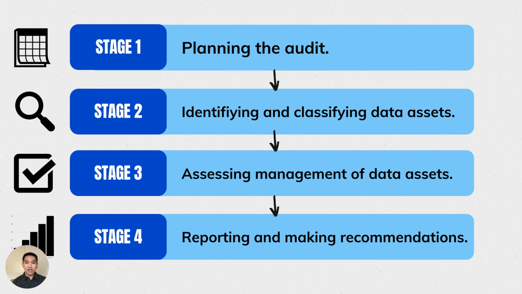The first phase is planning the audit. The objective of this phase is to prepare the audit as much as possible in advance, such as conducting initial research about HPU's policies or setting up interviews. The second phase is to identify and classify the data assets. Here we use the scheduled interviews to establish what type of data assets exist and classify them according to their value in the organization. The third phase is to assess the management of the data assets.